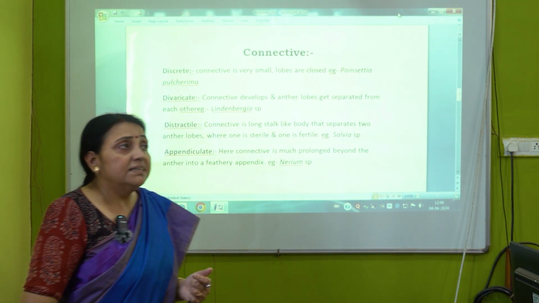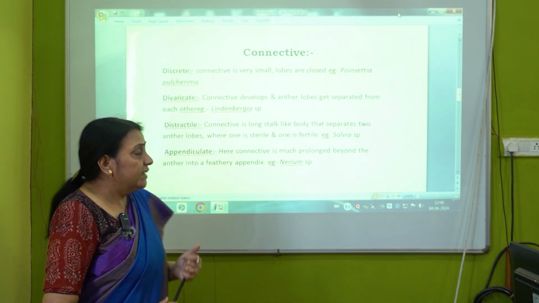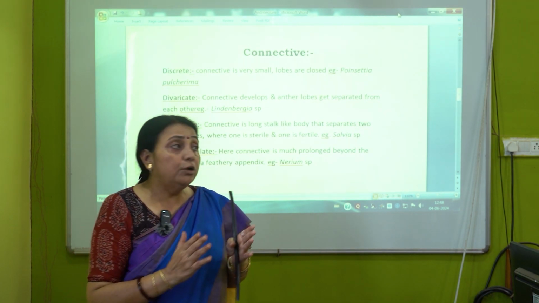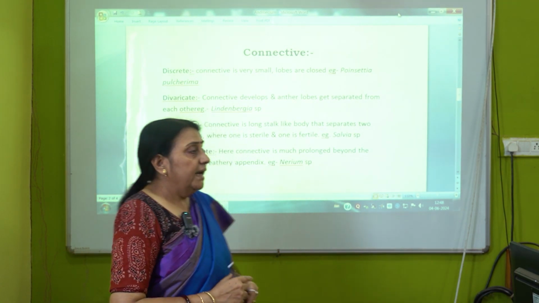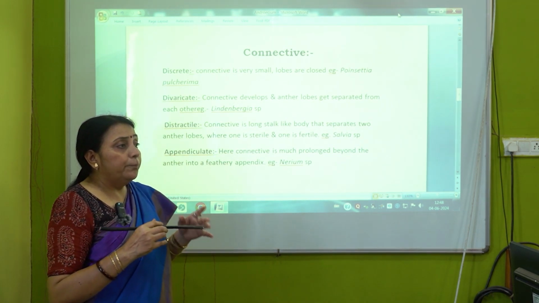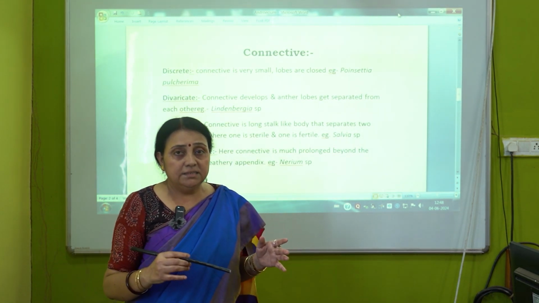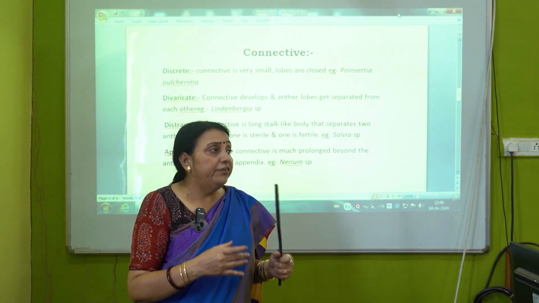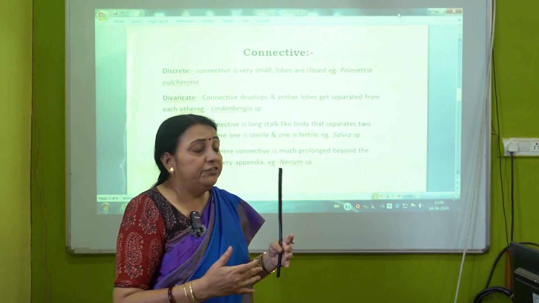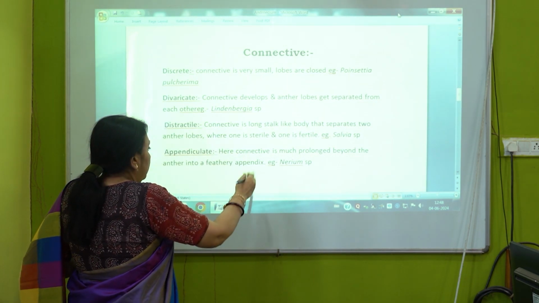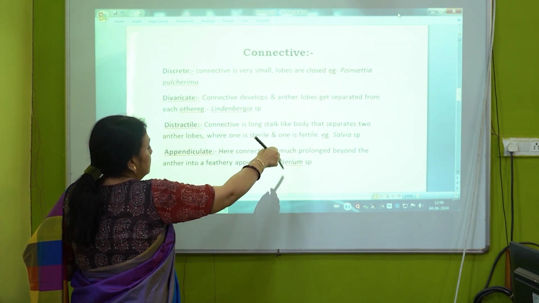Now, if we consider the structure of the connective, what is the connective? That is the tissue present between the two anther lobes. That is considered as the connective. Actually, the connective is not prominent in all genera. The structure of the connective varies between different families as well as different genera.